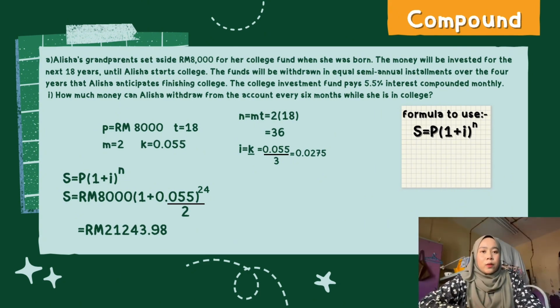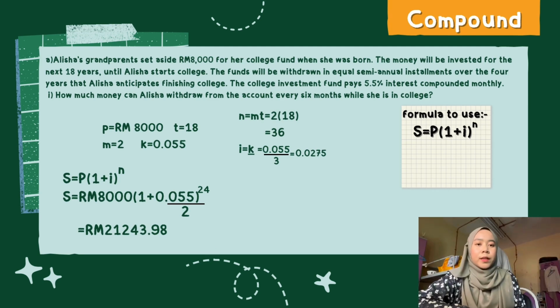Now assign the values from the problem. P is 8,000, T equals 18 years, M equals 2, K equals 0.055. The total periods N is 36 and I is 0.0275. Now substitute into the formula. S equals 8,000 bracket 1 plus 0.0275 power of 36. Simplify using a calculator so that S equals 21,243.98. So the future value after 18 years is RM21,243.98.